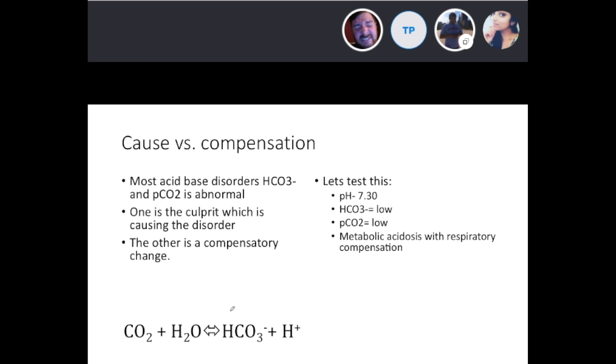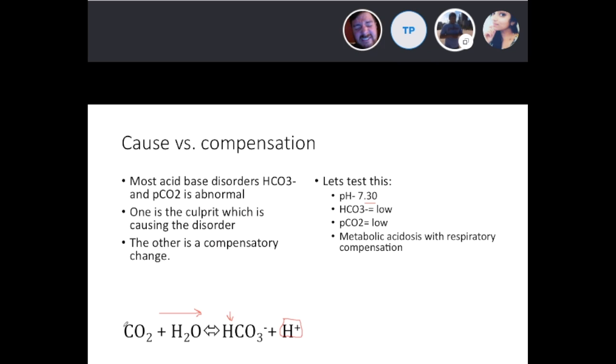Now, if my bicarb is low, everything is going to try to shift this way to increase my bicarb. When I try to increase my bicarb, I'm producing more hydrogen ions, and that's making it more acidic. So only a low bicarb would drive the equation to the right, causing an acidosis. The decrease in CO2 is a compensatory change for the low bicarb. Does that make sense? So it's trying to blow off the excess hydrogen? Yeah, essentially.